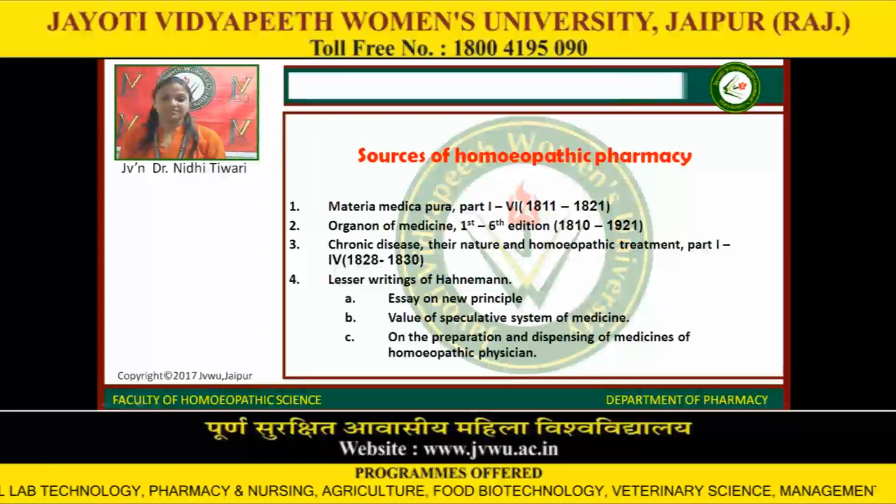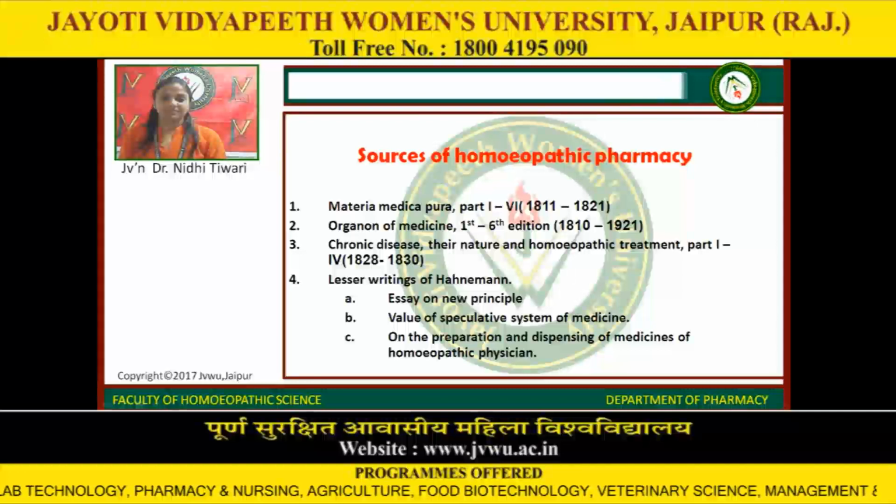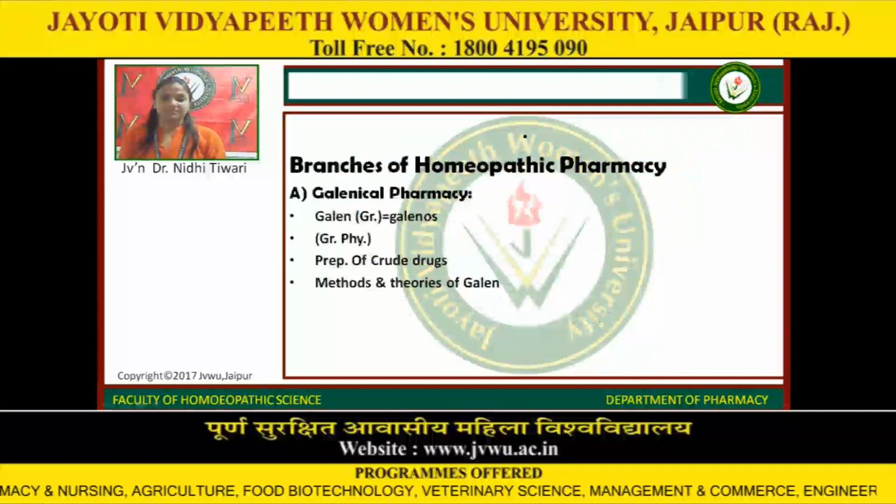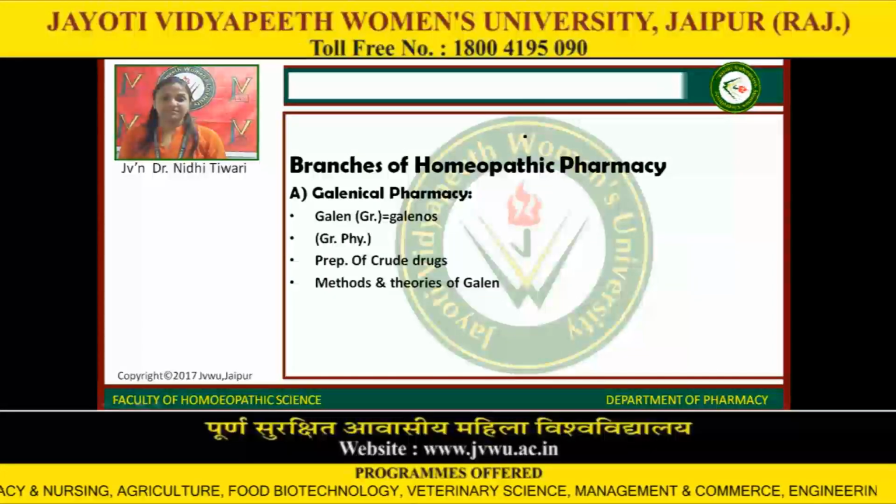What are the sources of homeopathic pharmacy? Materia Medica Pura, Part 1 to Part 6, 1811 to 1821. Organon of Medicine, 1st and 6th edition, from 1810 to 1921. Chronic Diseases, Their Nature and Homeopathic Treatment, Part 1 to Part 4, 1828 to 1830. Lesser Writings of Hahnemann: Essay on a New Principle, Value of Speculative System of Medicine, on the Preparation and Dispensing of Medicines by the Homeopathic Physician.